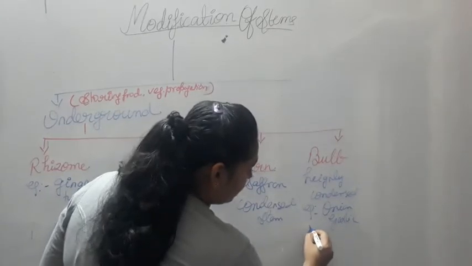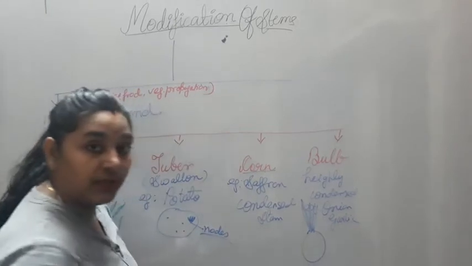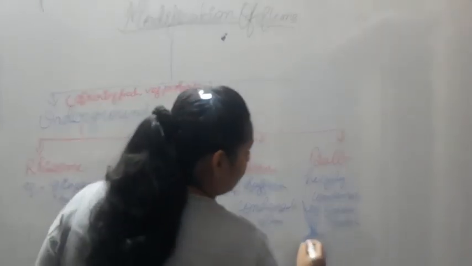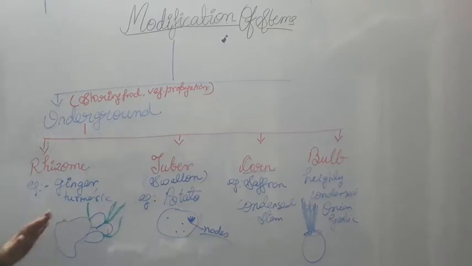So what do you see in onion? You see somewhat like this, and they develop leaves from there, right? So this part helps in developing the shoot, which helps in developing the other parts of the plant. So this is also a modified stem example. These four are the examples of underground stem which is meant for storing food and vegetative propagation.